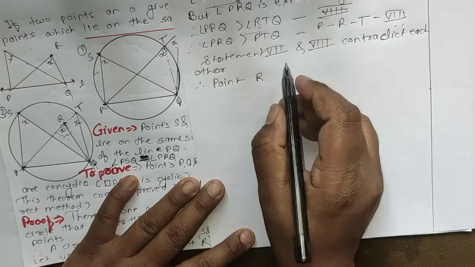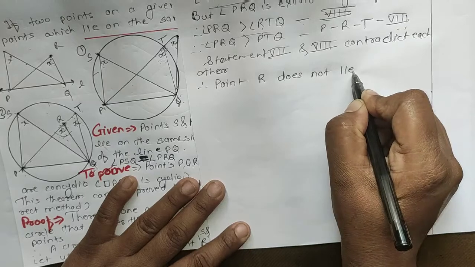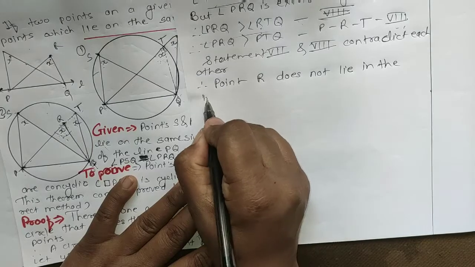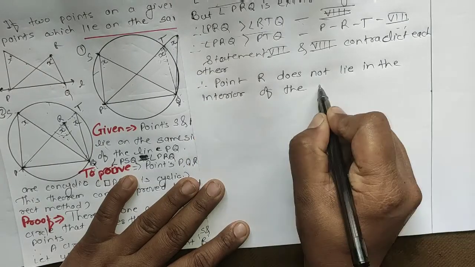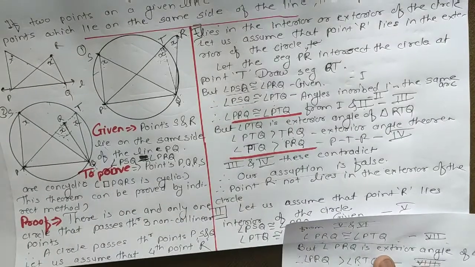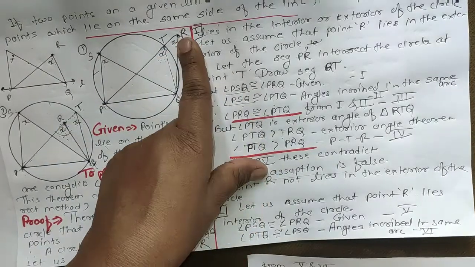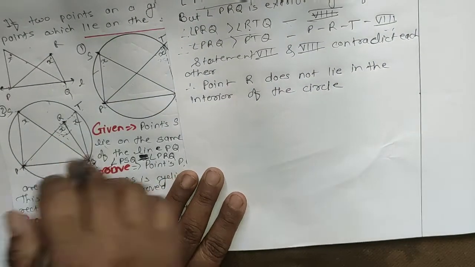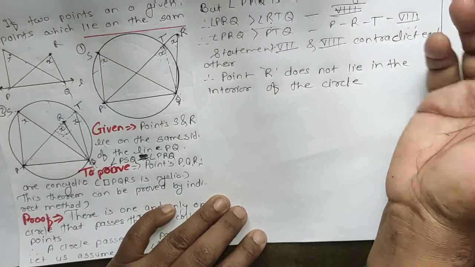does not lie in the interior of the circle. So first we showed that this point does not lie in the exterior of the circle. In the first statement we said that this point does not lie in the exterior of the circle. Here we said that this point R does not lie in the interior of the circle. So what condition is left? It does not lie exterior, it does not lie interior.